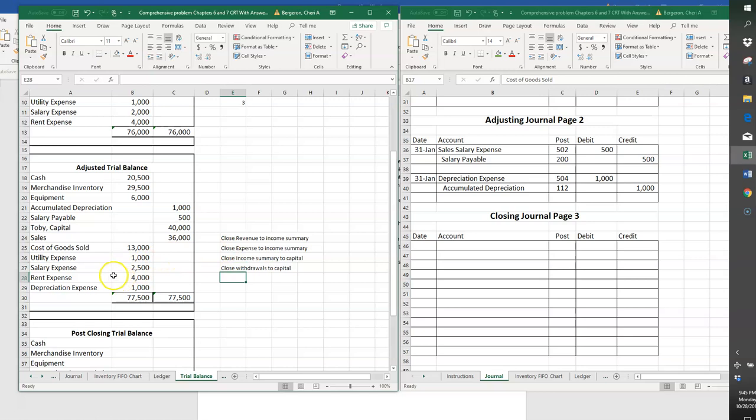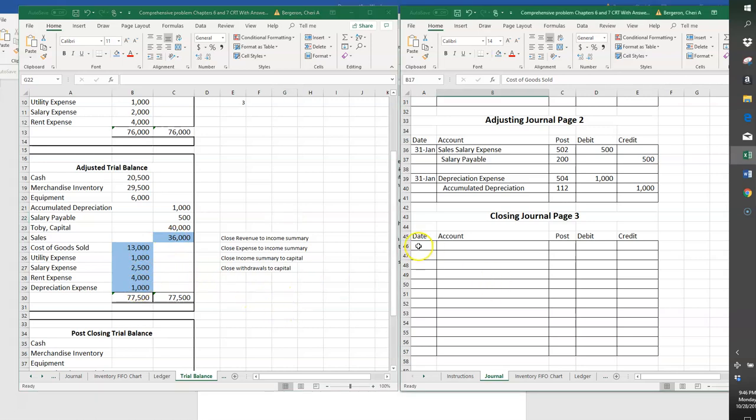So the accounts that we will be closing are sales. We're going to close that account. That's our revenue. And we're going to close all of our expenses. Keep in mind, we will not close capital. We will instead close these accounts into capital. And these accounts are actually net income because revenues minus expenses equal net income. All right, let's get started.